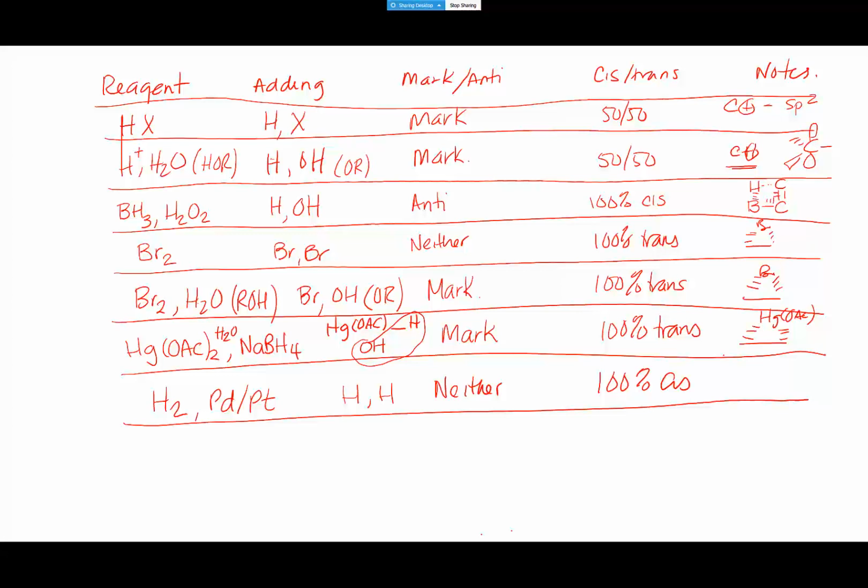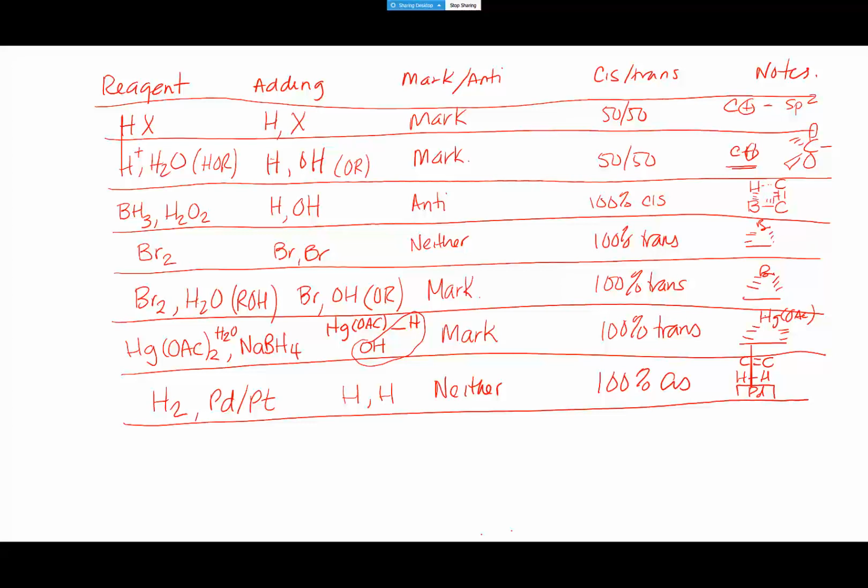And then why is that? Because basically on the palladium surface we have hydrogen atoms, and then our double bond adds on top of that, so we have a square intermediate. And so that was everything. Those were all the additions through yesterday.